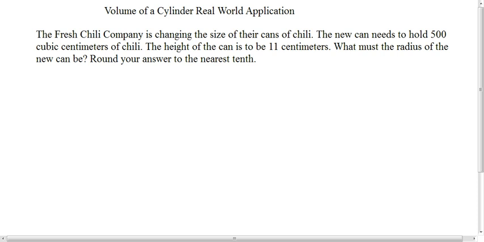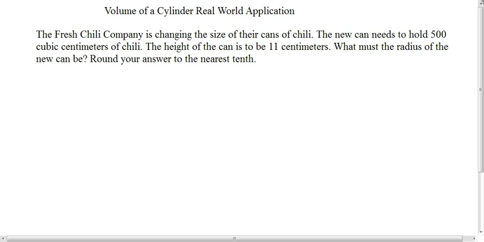What's given is the Fresh Chili Company is changing the size of their cans of chili. The new can needs to hold 500 cubic centimeters of chili. The height of the can is to be 11 centimeters, and we were asked what must the radius of the new can be, and to round our answer to the nearest tenth. Well, again, we're going to use volume.